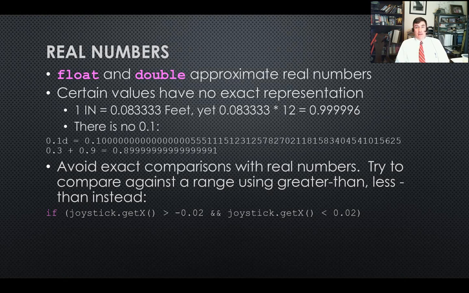Another one, there is no 1/10. So 1/10 in decimal is 0.1000000..., which cannot be represented exactly in binary.